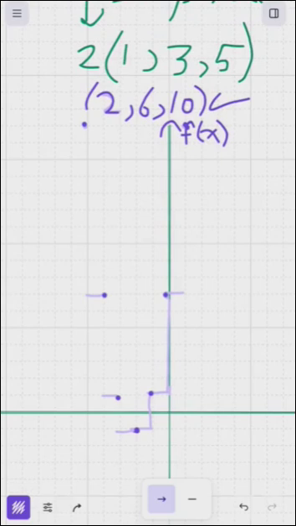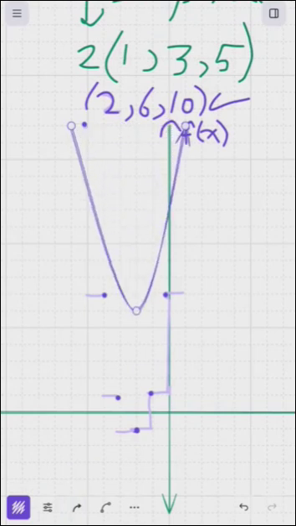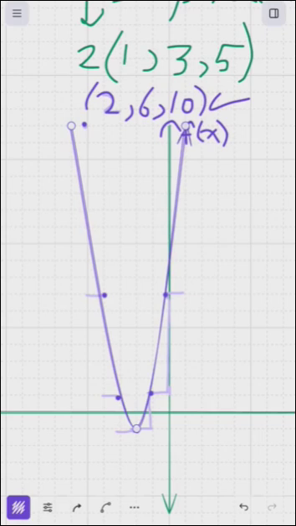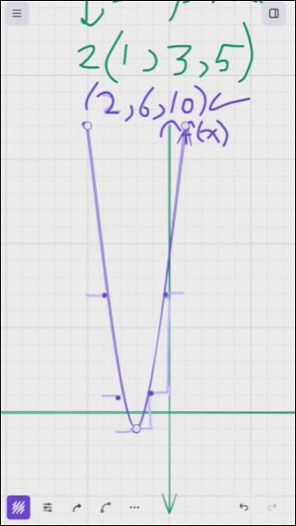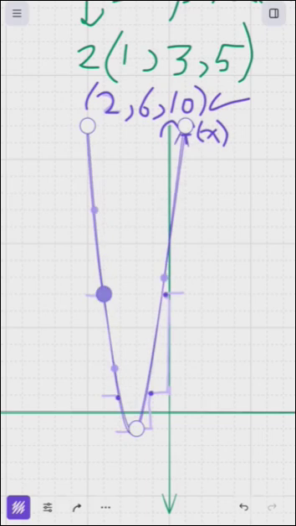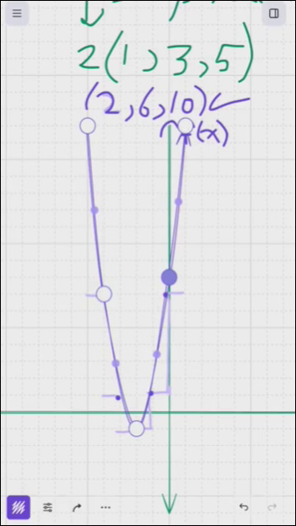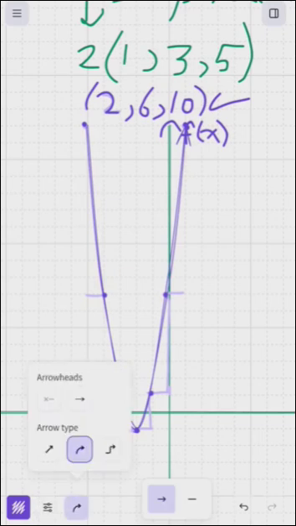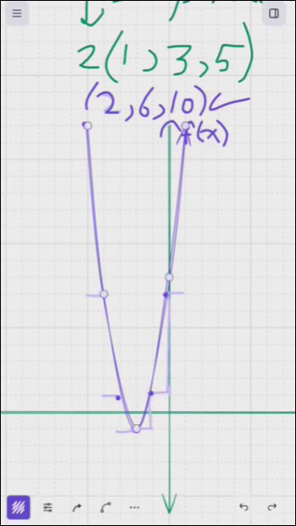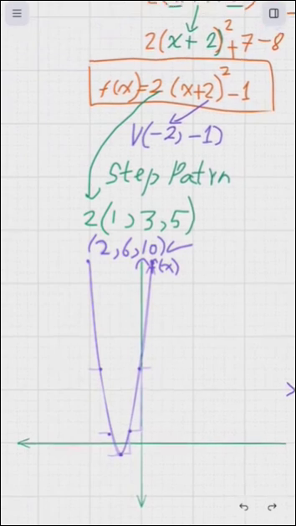Now I will join these points in the form of a parabola, so you can see that I have a parabola that is going down to the vertex, kind of like this one. Let me adjust it a little bit. Okay, now I think it looks acceptable. Not that pretty, but I think it is acceptable.